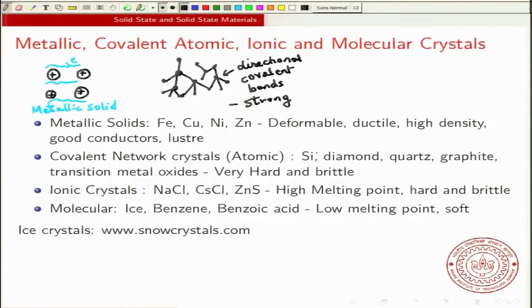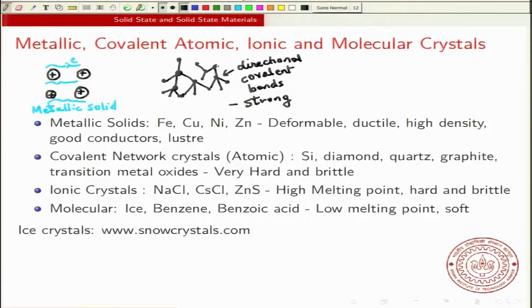In addition to things like silicon or carbon in diamond form, you can also have oxides like silica. Quartz is a form of silica which is also a network solid. You can have transition metal oxides, so these are also covalent solids. One feature of a lot of these covalent network solids is that they are very hard, and I emphasize the word very, because the whole structure is a network solid.